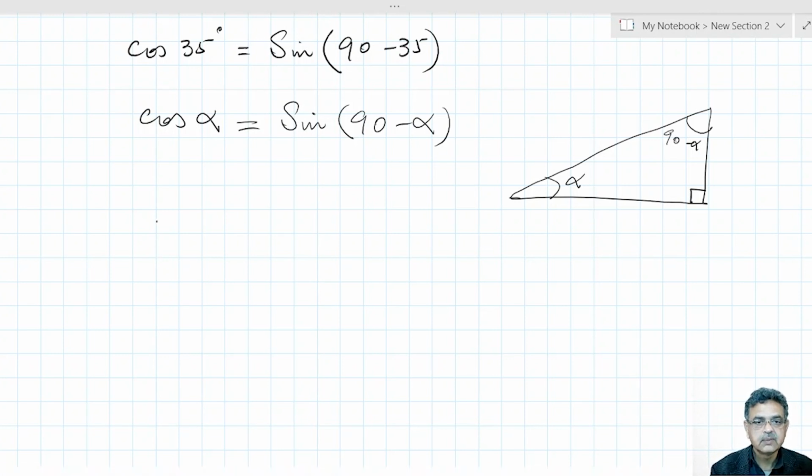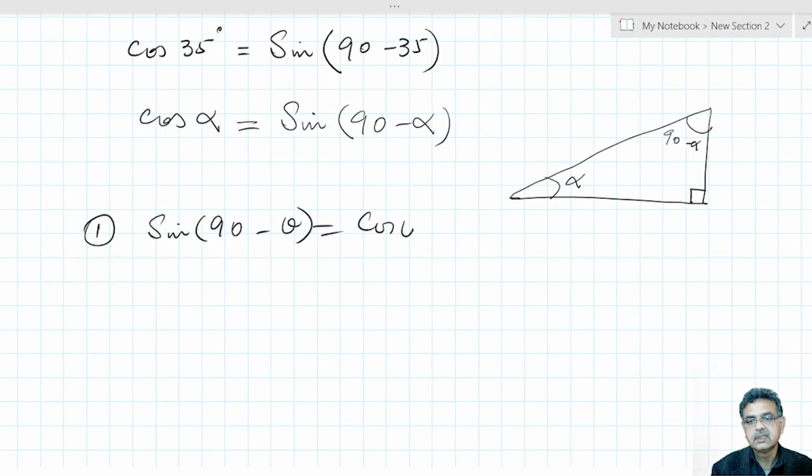So from here we can make a conclusion that sine 90 minus theta is equal to cos theta, and cos 90 minus theta is equal to sine theta.